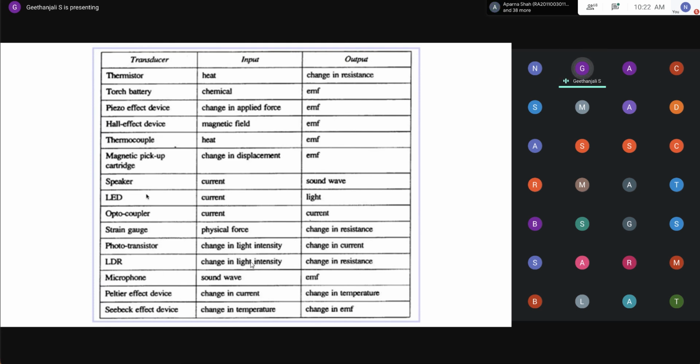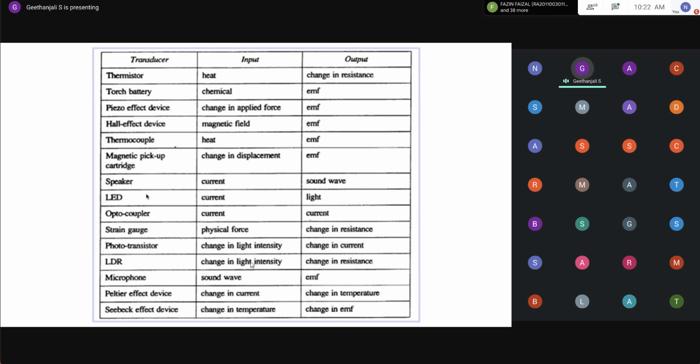Next one is strain gauge. The strain gauge we are going to do in the lab also. In the strain gauge, the input is physical force, the output is change in resistance. So this experiment is also included in the lab. LVDT and strain gauge we are planning to perform in the lab also. The next one is the phototransistor. The input is change in light intensity, the output is change in current.